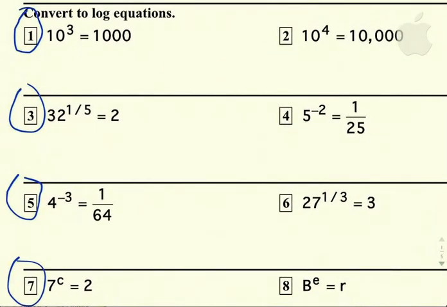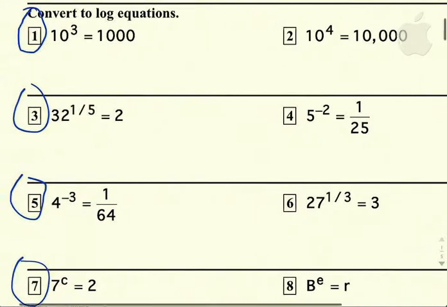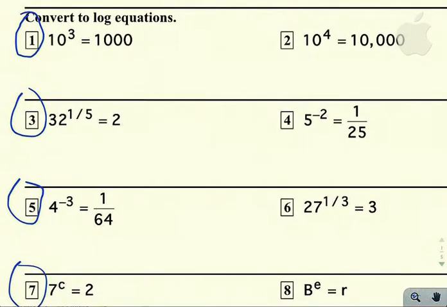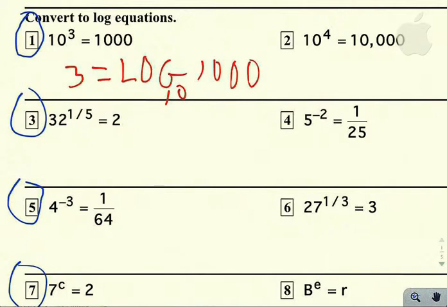Number 1, we want to convert this to log equations. 3 equals log to the base 10 of 1,000. Remember, logs are exponents. 3 is an exponent. And the log equals 3, the exponent. So logs are exponents.